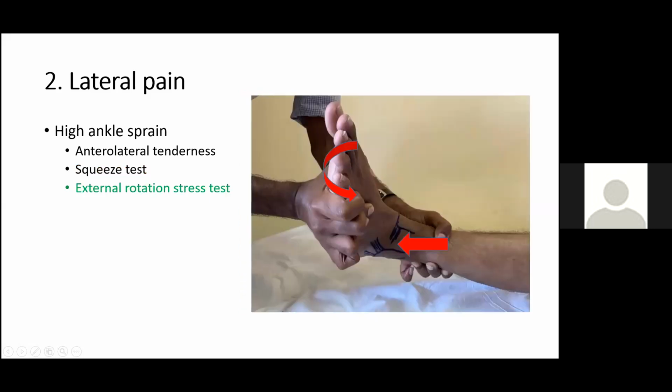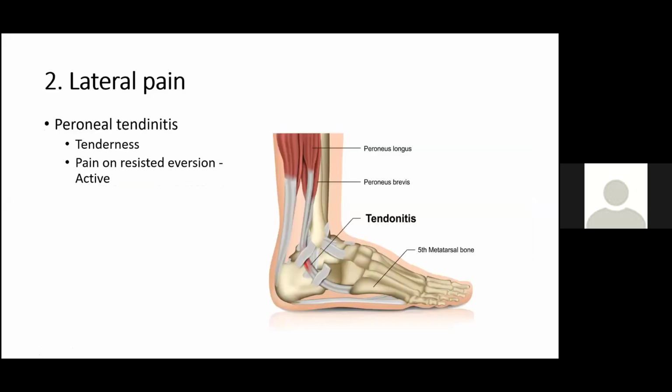Or you can stress the unstable joint. Initially, we were compressing with the squeeze test. Here, we are stressing and trying to separate the fibula from the tibia. So what we do is we dorsiflex and try to evert the foot. We dorsiflex and externally rotate the foot. This force will try to separate the fibula from the tibia, and this will again cause severe pain here. So compression or distraction will both cause pain if the patient has a high ankle sprain.